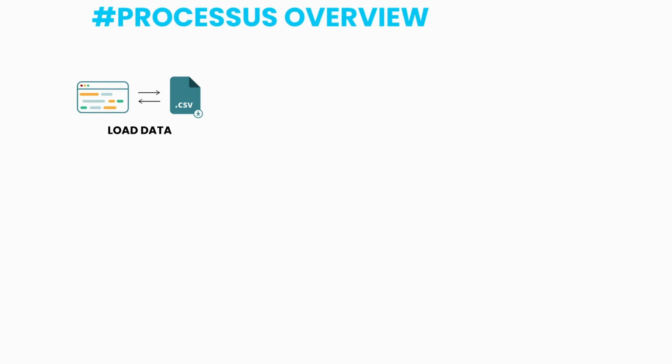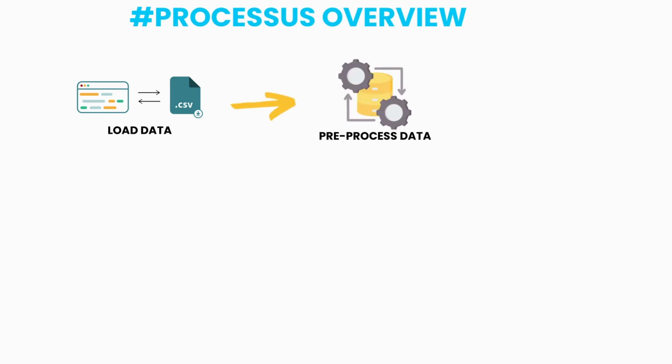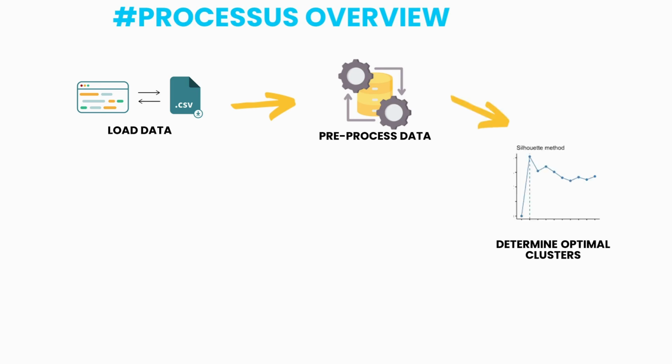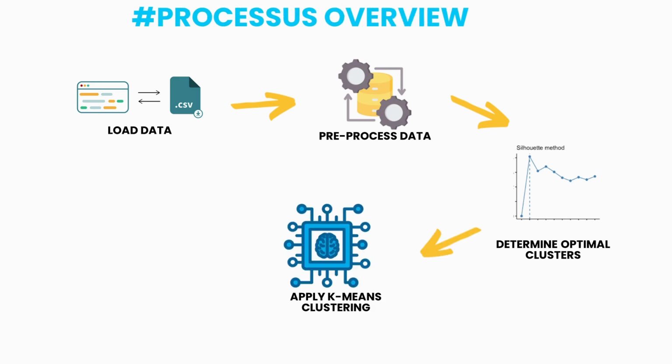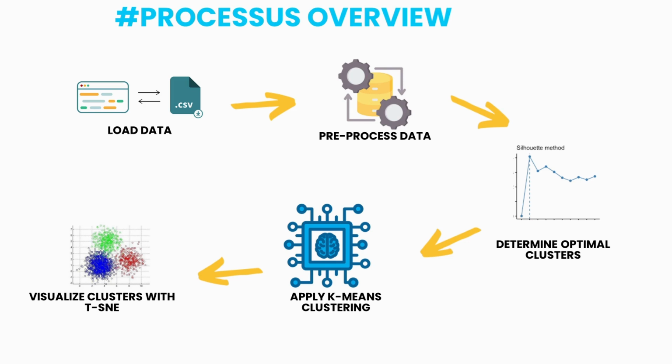So we will follow these steps. First, we'll load and clean our penguin dataset to prepare it for analysis. Next, we'll standardize the features to ensure all measurements are on the same scale. We'll use silhouette scores to find the optimal number of clusters for our data. Then, we'll apply k-means clustering to group the penguins into distinct clusters. Finally, we'll visualize the clusters using t-SNE to better understand the patterns.